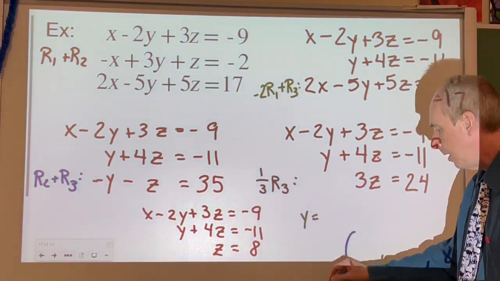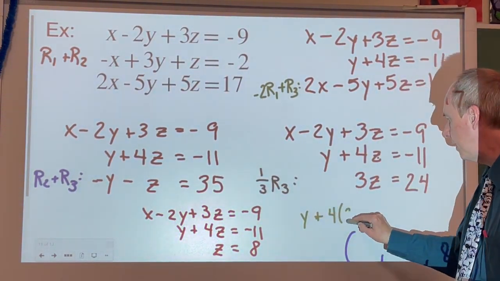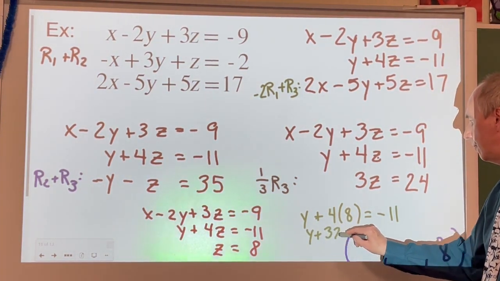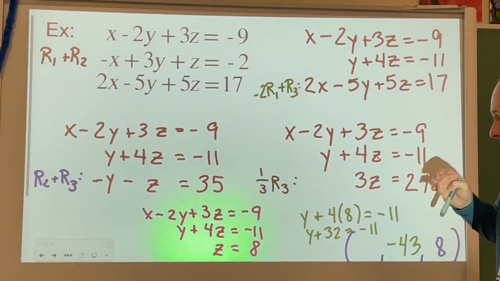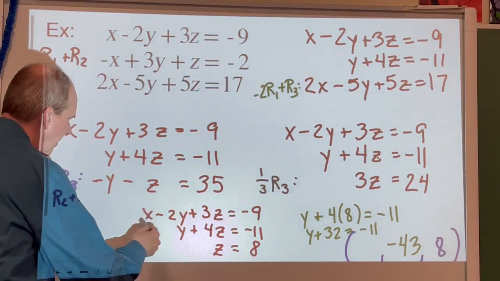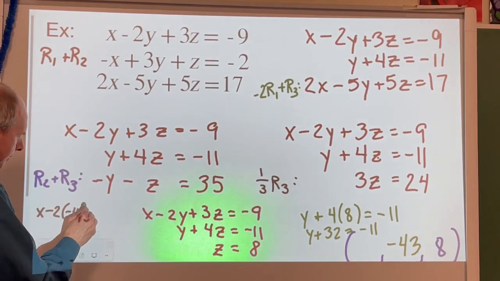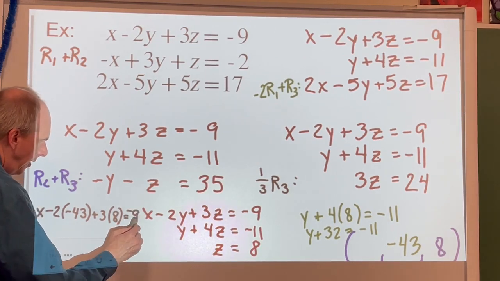Y is going to be, not y equals, jumping ahead, I gotta show my work. Y plus 4 times 8 equals -11. So y plus 32 is -11. Minus 32 on each side, y is -43. We still have to find x. Well, you have y and you have z, so let's go back to our first equation here. X minus 2 times -43, that's y, plus 3 times 8 is z, equals -9.